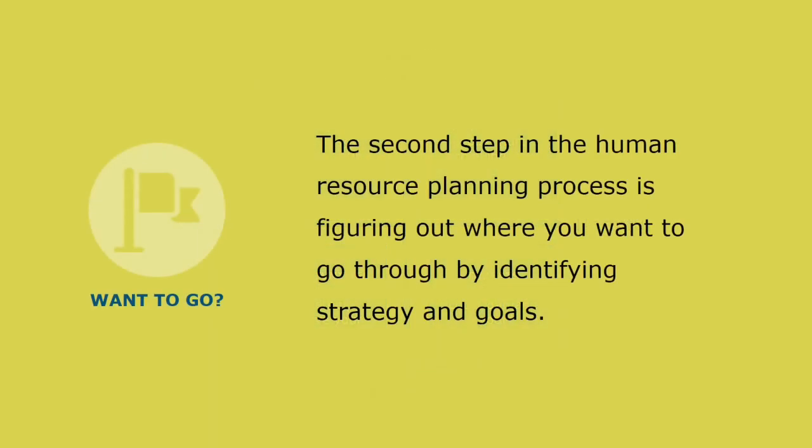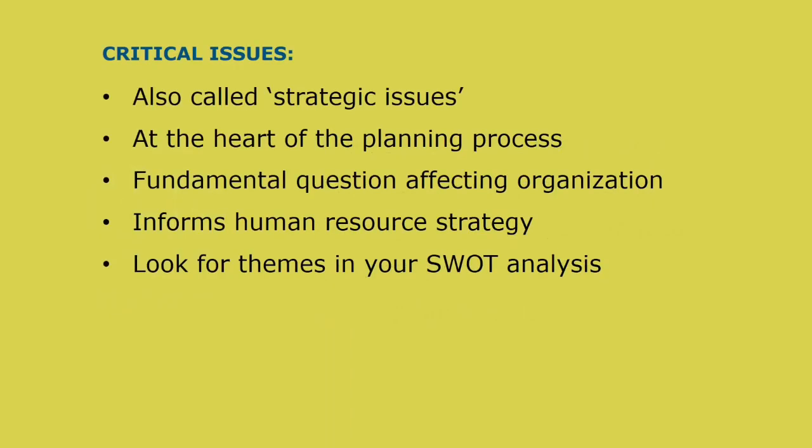Let's move on to the second step in the human resource planning process, which is figuring out where you want to go through the development of clear human resource strategy through critical issues and goals. Strategy begins by identifying critical issues, also known as strategic issues, which are at the heart of the human resource planning process. A critical issue is a fundamental question affecting the organization or your human resource management. Before strategy can be developed, an effective human resource plan identifies these questions. To identify these strategic issues, look for themes in your SWOT analysis and prioritize those critical issues from your environmental scanning.